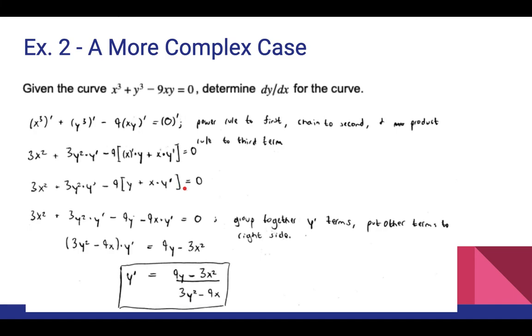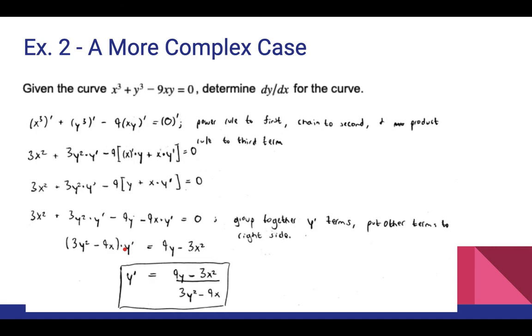So now what we're going to do is simplify and group all terms that contain y prime together to one side and move everything that doesn't contain y prime to the other side. So we have 3x squared plus 3y squared times y prime. Distributing this negative 9 right here, we're going to have negative 9y minus 9x times y prime. So now we notice the 3y squared and the negative 9x both contain y prime. So we're going to have 3y squared minus 9x times y prime.